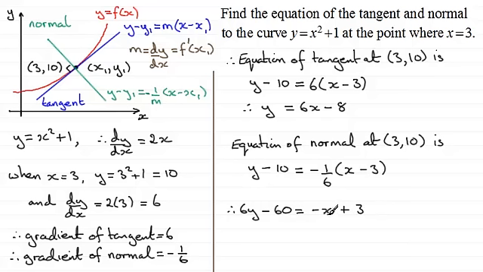Now if I add x to both sides and subtract 3 from both sides, I'm going to end up with x plus 6y, and then we've got minus 60 minus another 3, which is going to be minus 63, and that equals 0. And that's in the form ax plus by plus c equals 0, which sometimes you're asked to do. So I hope that's given you some idea then on how we can go about working out equations of tangents and normals to curves.